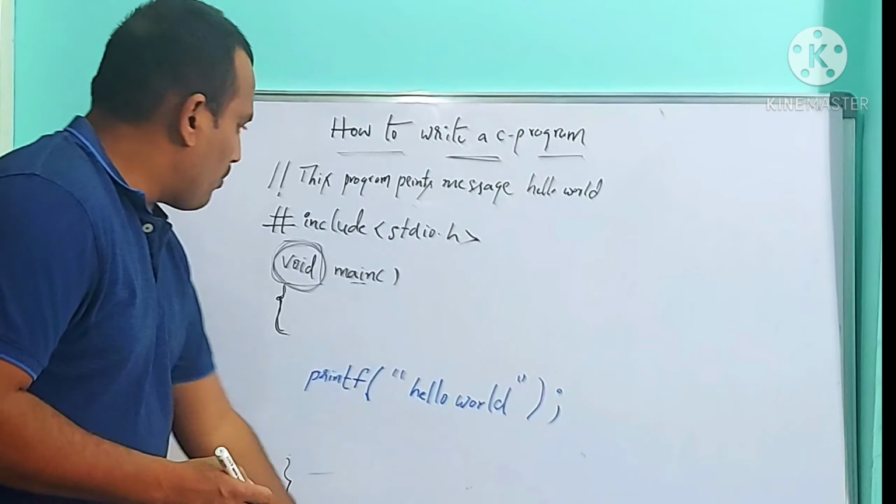Assume I am going to save this program as hello with the dot extension C, because dot extension C represents a C program. So I saved this program as hello.c, and the program which is created by the user is called a high level language program, which is only understandable by the human being.